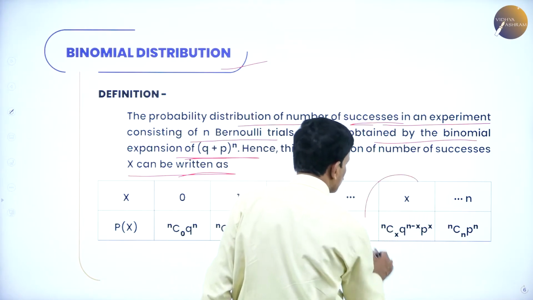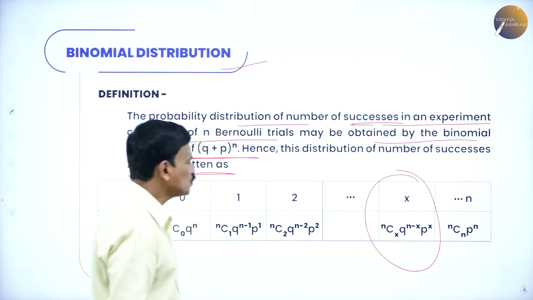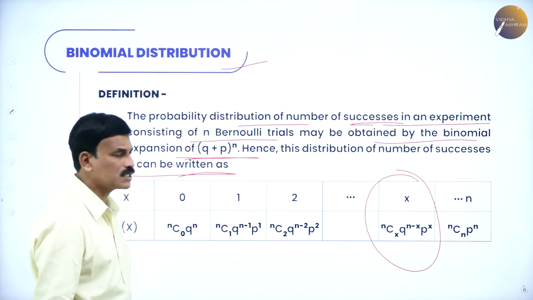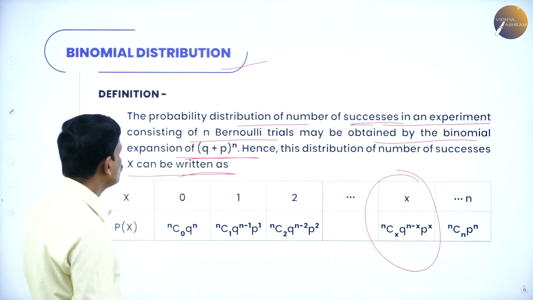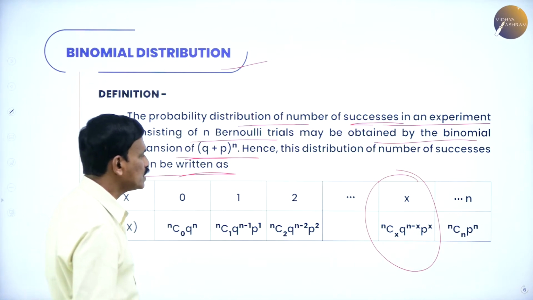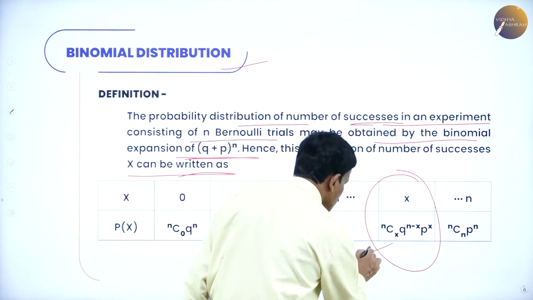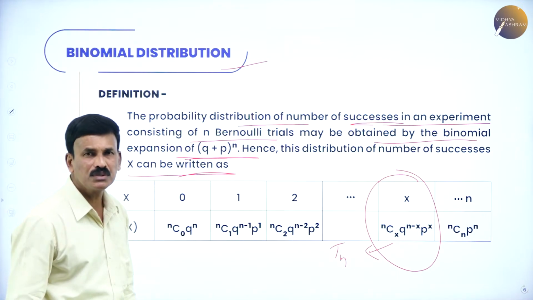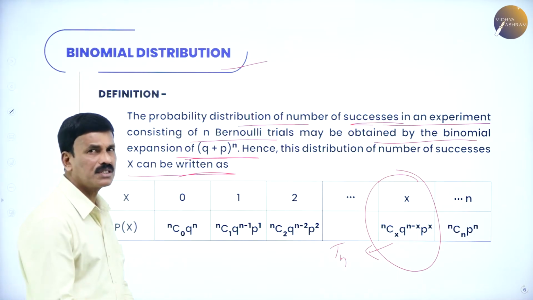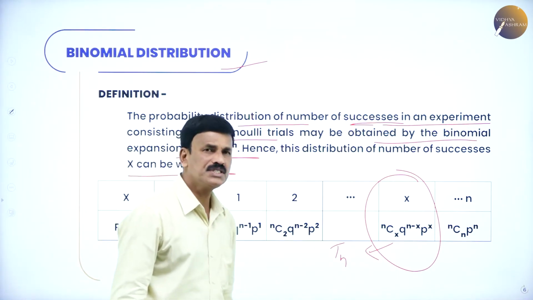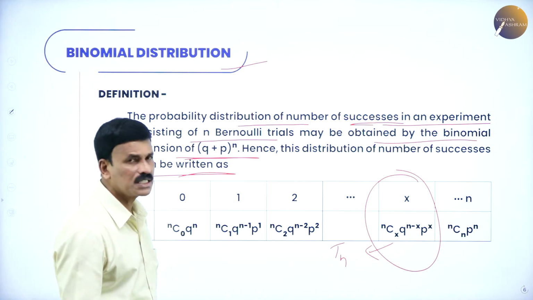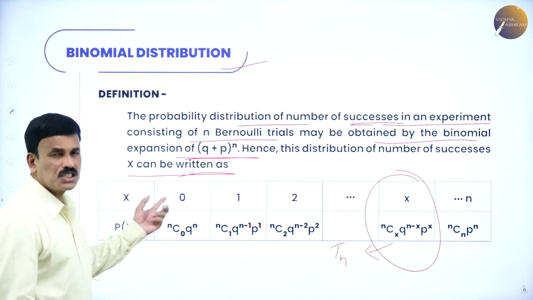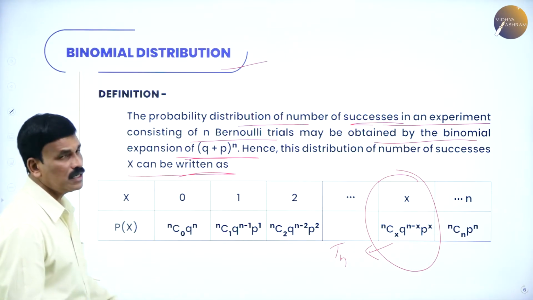Therefore, nCx q^(n-x) p^x is the general term in the expansion of (q + p)^n. Hence, we are going to use this general term to solve the problems in the binomial distribution. The general term is given by nCx q^(n-x) p^x. So, this is called the binomial distribution.